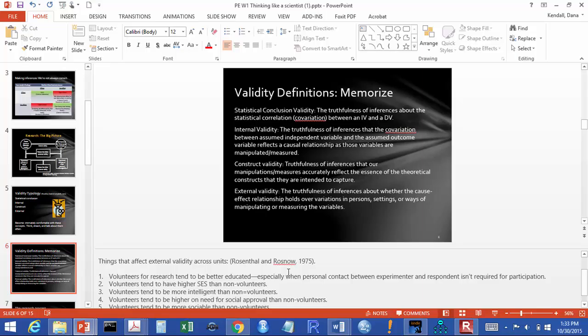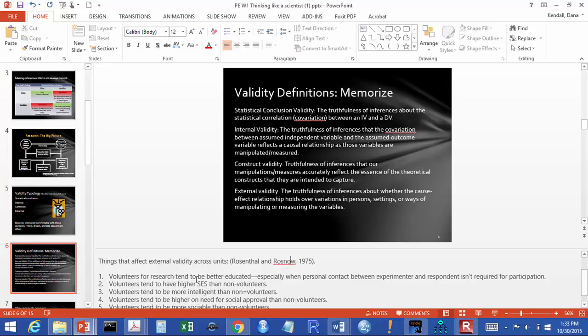And that just means that there's this question as to whether we can extend any findings from our study to the population, because the people who came into the study in the first place were different.